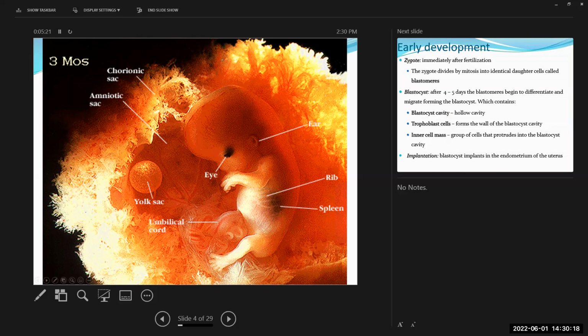And if you will notice, you have the eye, the ear in terms of development, ribs, spleen, the umbilical cord, and the yolk sac, which provides nutrients until you have full placental development. And then you have nutrients which cross over from the mother to the developing embryo. Of course, once the embryonic period is finished, fetal development continues.